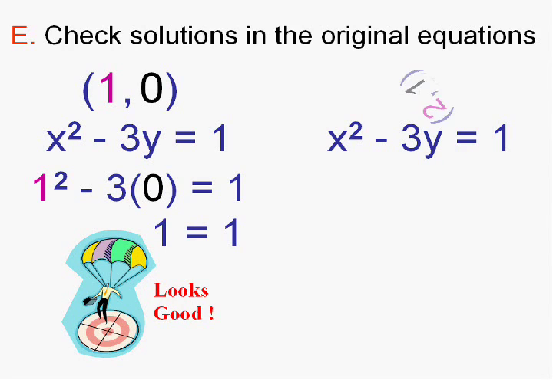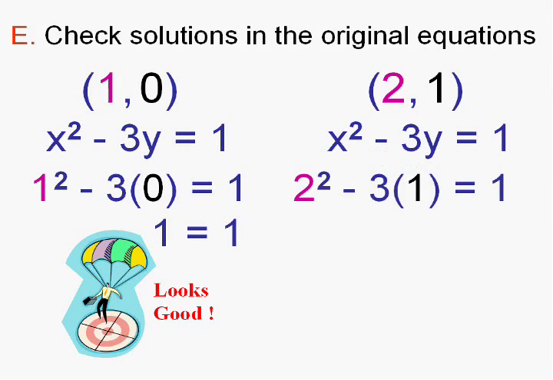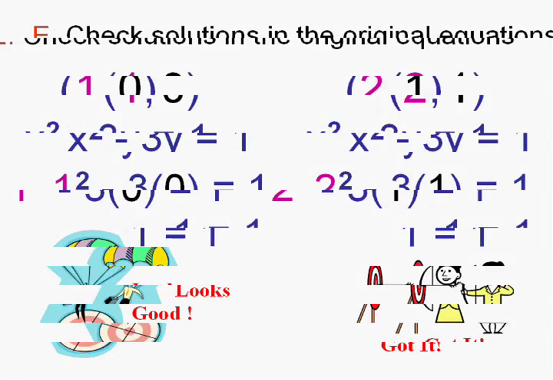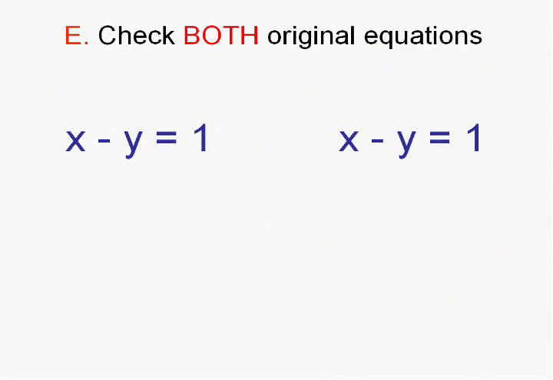In the other point, I put 2, 1. 2 in for x and 1 in for y. Let's see. 2 squared minus 3. 1 does equal 1. That one also checks. So I'm in good shape. They checked. So these are the 2 points of intersection. And you're going to check it into the original one also, just to make sure.